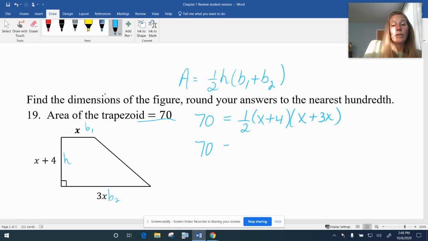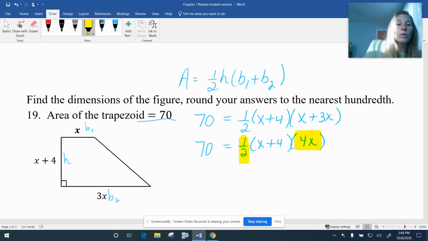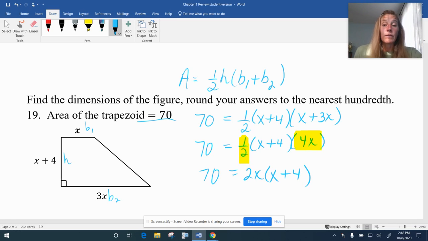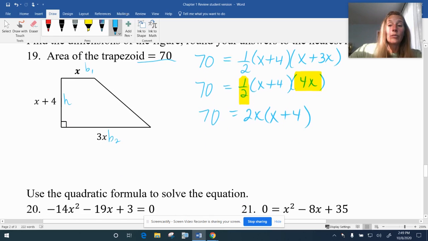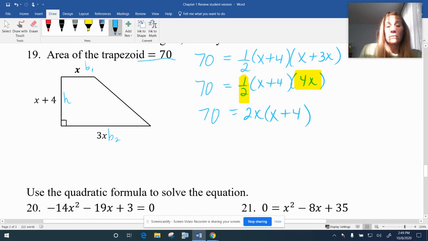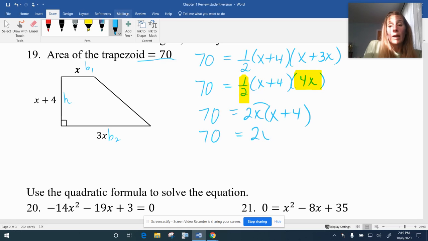Now I can simplify this because x plus 3x is simply 4x. And actually, half of 4x is just 2x. So that will be a little bit easier if I keep working it down from there. Now, one option for solving a problem like this would be to bring your 70 over and make it standard form, but you don't need to do that. So this is 2x squared plus 8x.